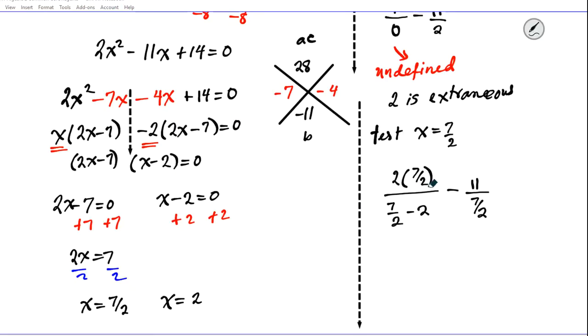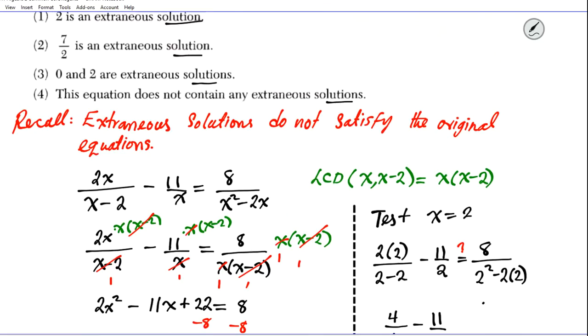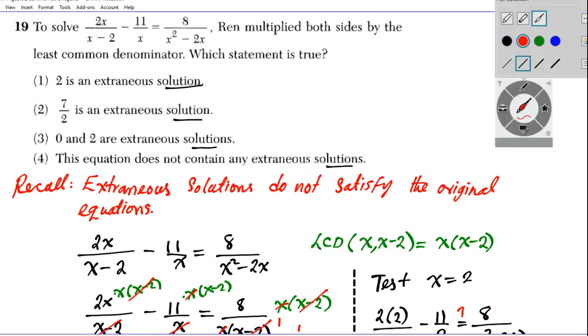And then on the right side we have 8 over 7 over 2 square minus 2 times 7 over 2. Okay, as you can see, this involves a lot of work. So let's go back to the options and see, do we actually have to solve that equation? Do we have to do the second test? Let's look at the options we have here to see if we can get around that.